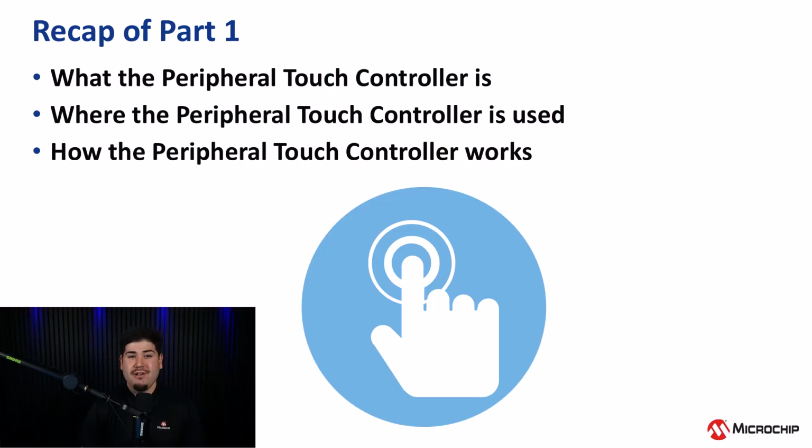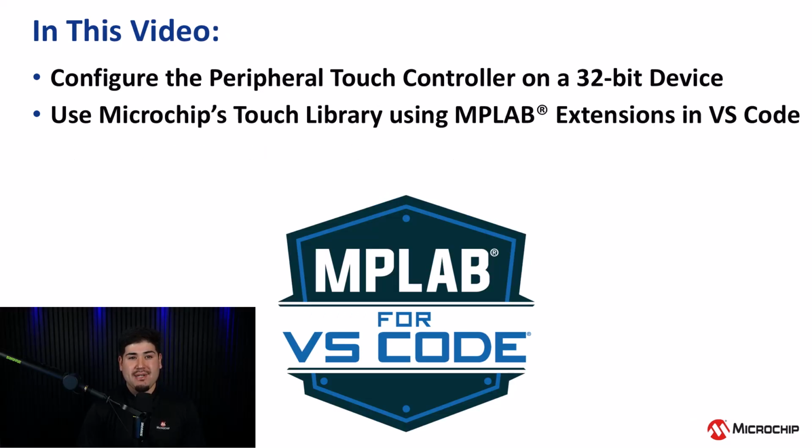In part 1, we focused on understanding what the Peripheral Touch Controller is, where it's used, and how it works. In this video, we'll apply that knowledge by configuring the Peripheral Touch Controller using Microchip's Code Configurator and Microchip's Touch Library inside of VS Code using the MPLAB Extensions.